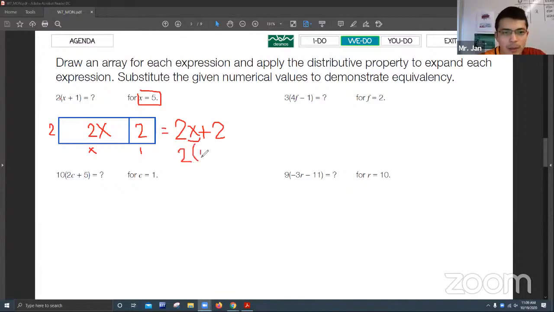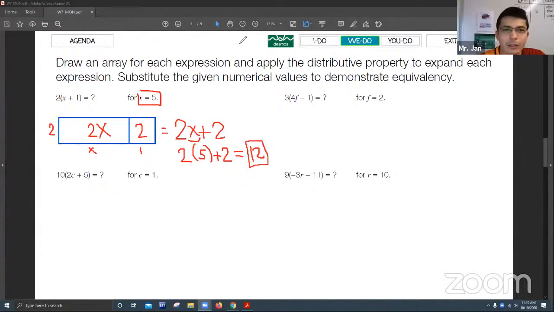What do you think the result would be? You guys can type in the chat box. Oh, no. So instead of x, you're plugging in, or replacing that x with the number 5. So that means it becomes 2 times 5 plus 2. Yes, you got it. So 10 plus 2, which is 12.